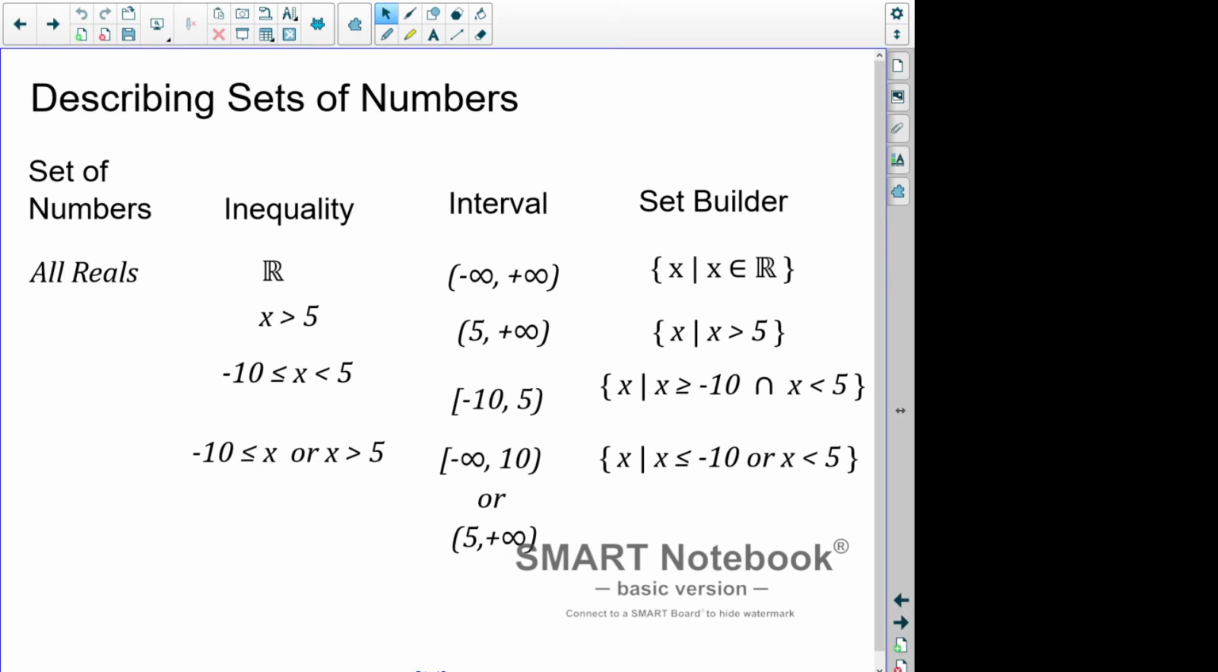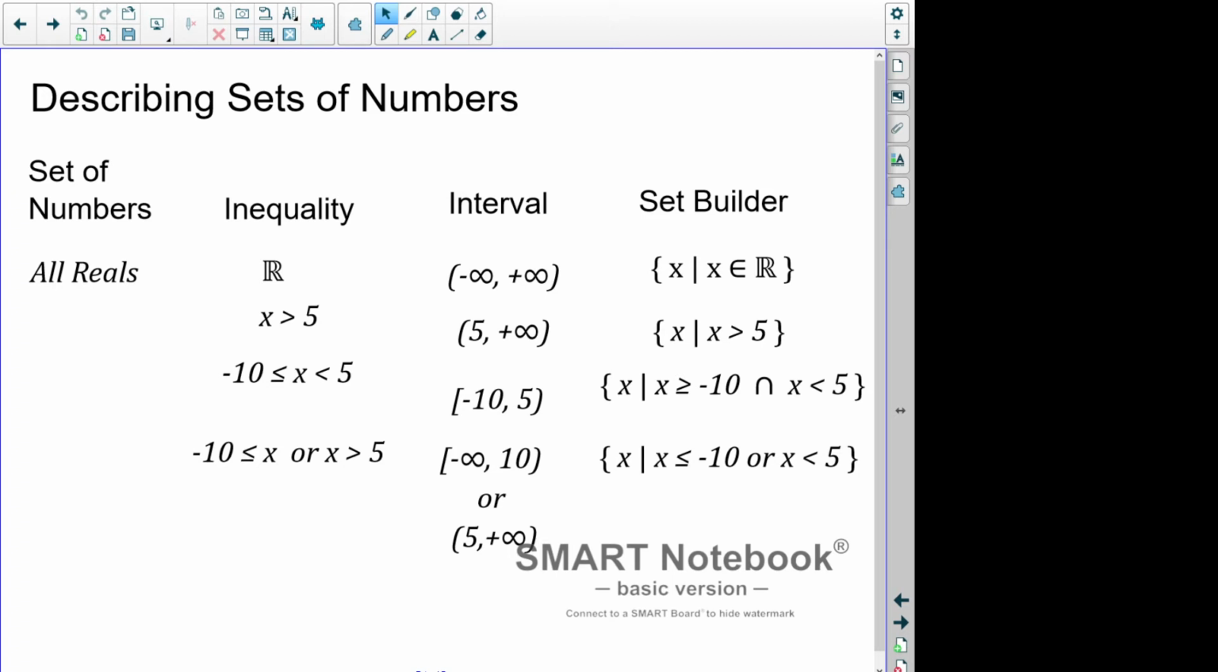Okay, so when we start describing sets of numbers, there's some different notations that we can use, and the three most common are an inequality notation, interval notation, and then the last one is set builder notation. So inequality is probably what you're most used to. It's kind of what we're taught in middle school and so forth. We talk about inequalities. We use these less than or greater than symbols. We have compound inequalities, where we string together multiple sets of numbers.